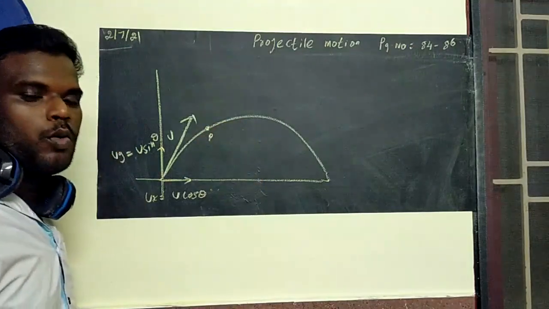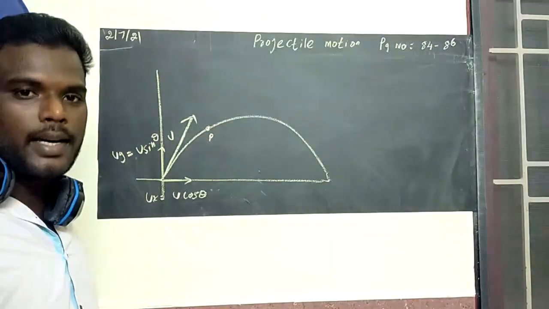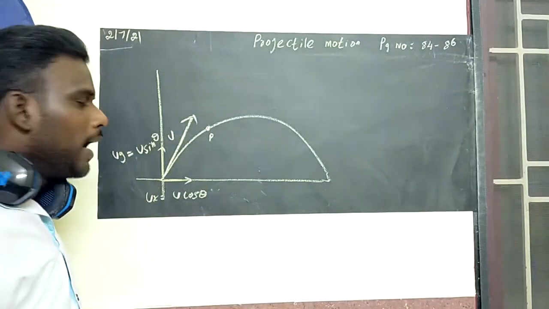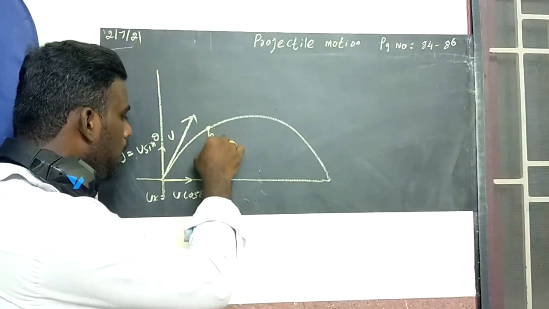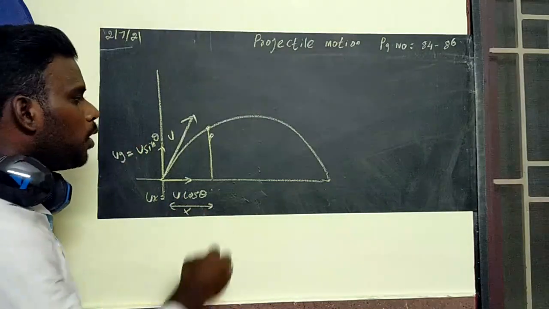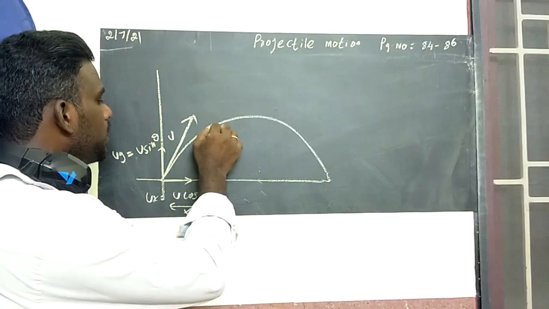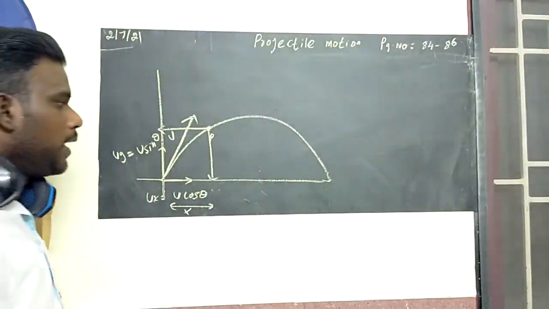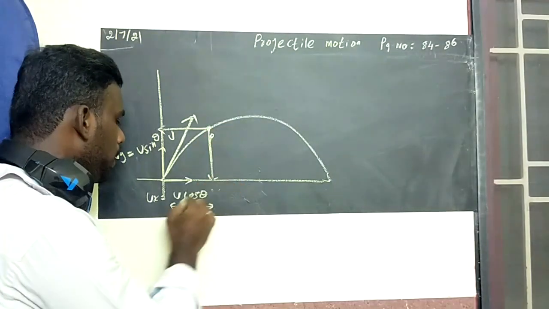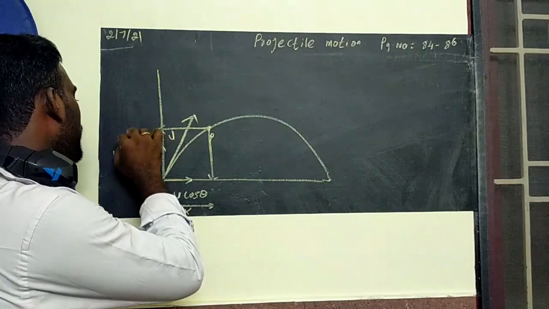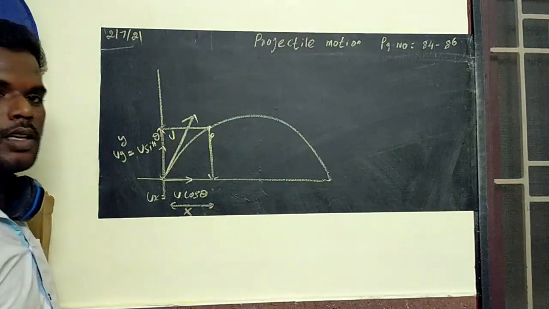I want to know what will be the velocity in the horizontal, what will be the velocity in the vertical, and what will be the distance traveled by the body at this point in the horizontal, and what will be the distance traveled by an object at this point in the vertical. Is that clear? So we want to know the distance traveled by the body in the horizontal, that is x, and the distance traveled by the body in the vertical, that is y. Is that clear?